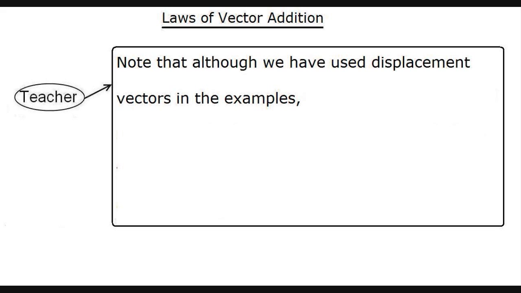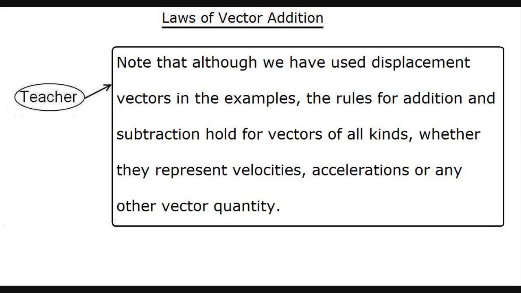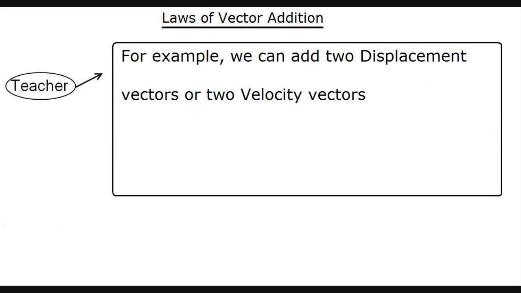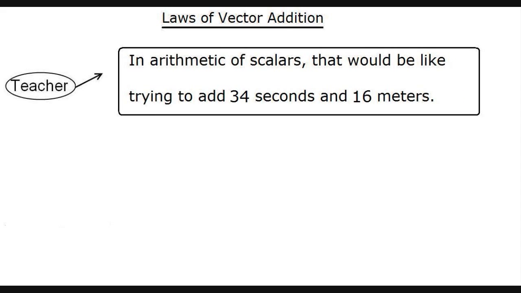Note that, although we have used displacement vectors in the examples, the rules for addition and subtraction hold for vectors of all kinds, whether they represent velocities, accelerations, or any other vector quantity. The only restriction is that we can add or subtract only vectors of the same kind. For example, we can add 2 displacement vectors or 2 velocity vectors. But adding a displacement vector and a velocity vector is incorrect. In arithmetic of scalars, that would be like trying to add 34 seconds and 16 meters.